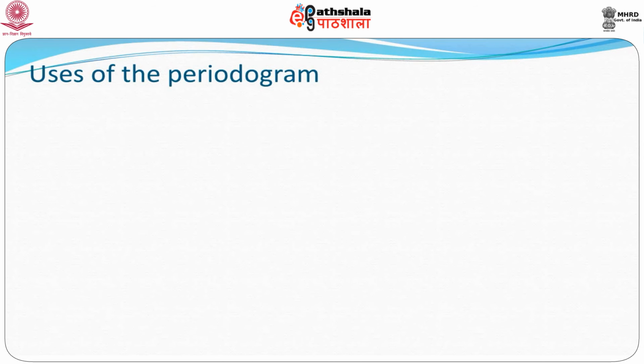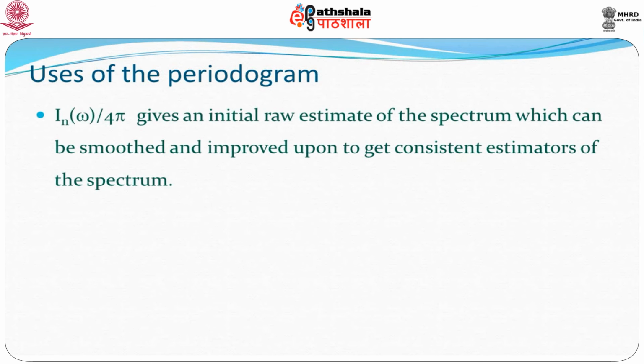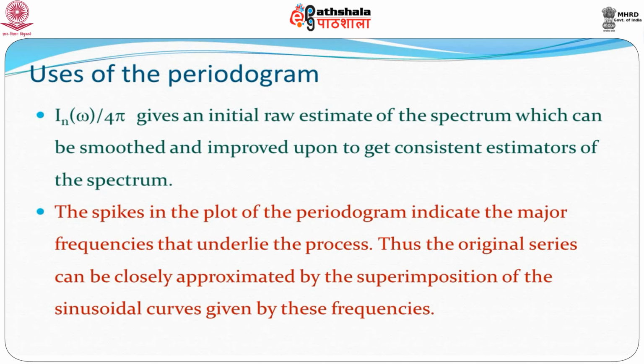Now, there are several ways of doing this, but all of these methods actually start with the periodogram itself. The periodogram gives an initial raw estimate of the spectrum, which can be smoothed, as we saw. We can improve on the smoothing as well, and it can be improved on otherwise as well. We will see how to get consistent estimators of the spectrum. So, we need to improve on the periodogram itself.